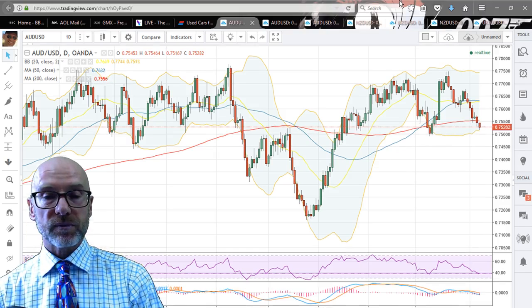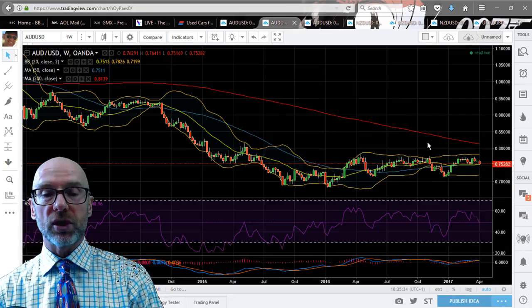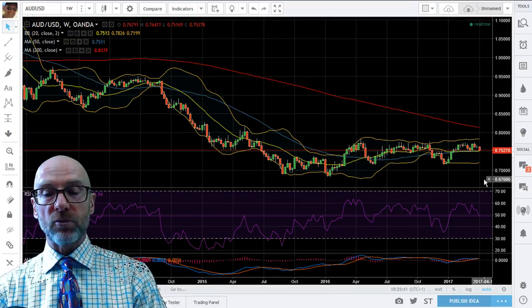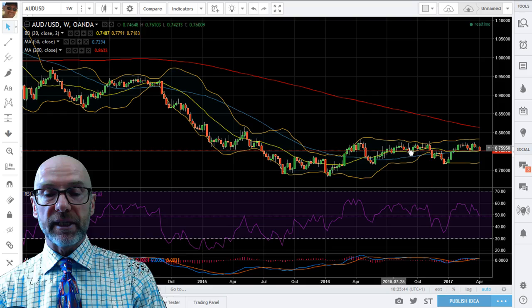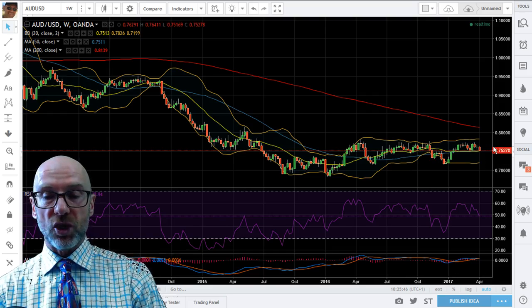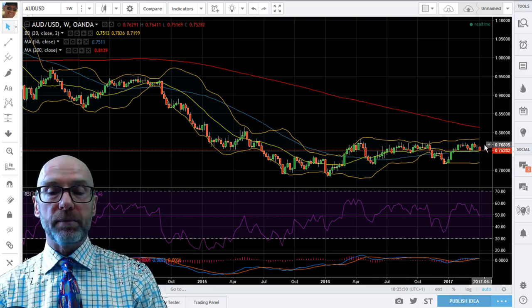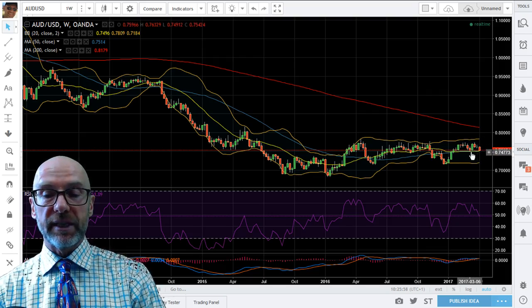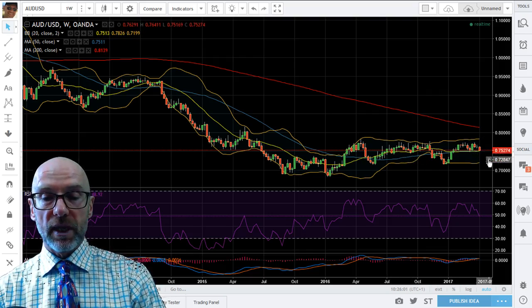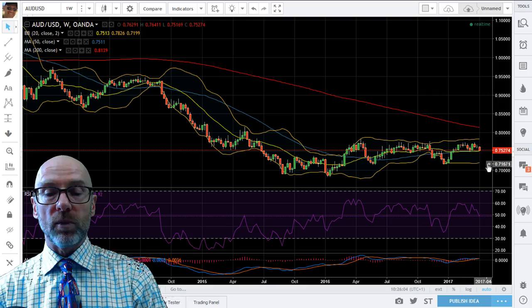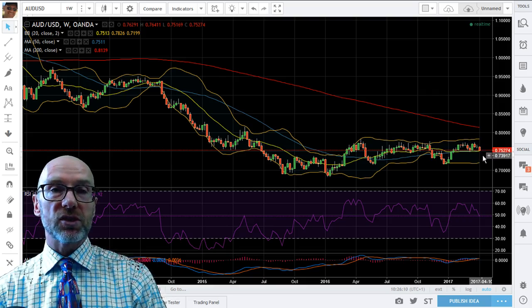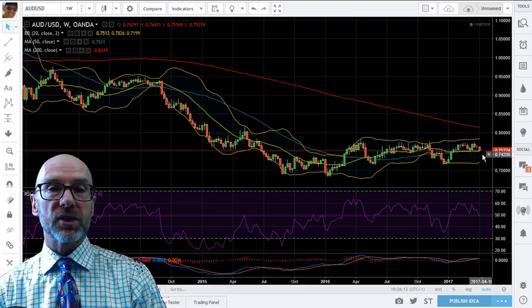Looking at the longer term picture, and this is the weekly chart, and this is what I mentioned earlier in the video about reverse head and shoulders. Here you can see left shoulder, head, right shoulder. That would be a positive picture if we were to break to the upside, but it does need a break to the upside, and the problem now is that if we break these supports to the downside, that will break that potentially positive picture.